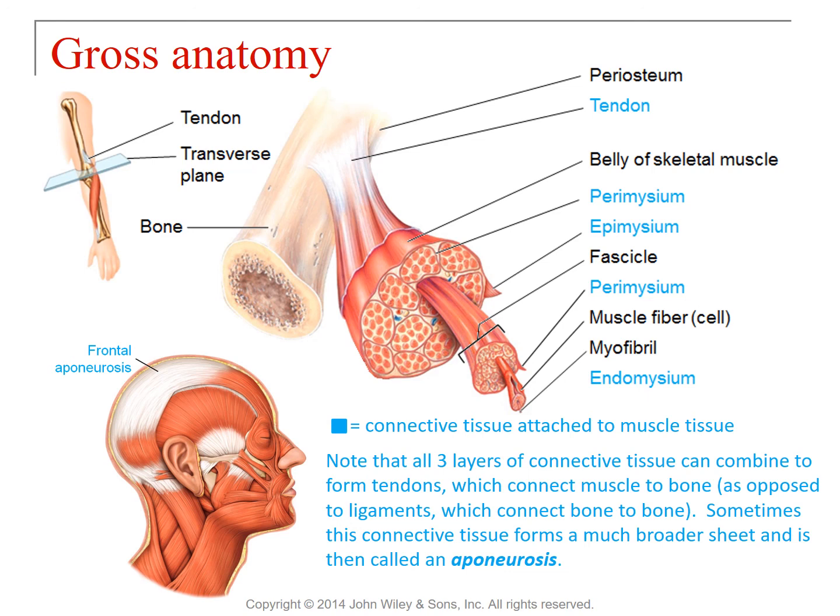Sometimes the connective tissue forms a much broader sheet, a broader, thinner sheet. It's no longer rope-like. It is definitely sheet-like. This is called an aponeurosis, and aponeuroses usually connect muscle to muscle.